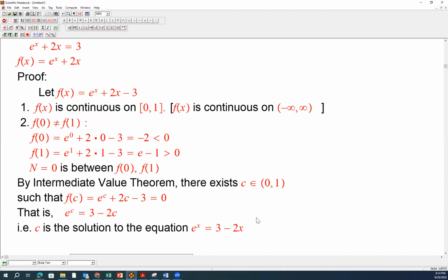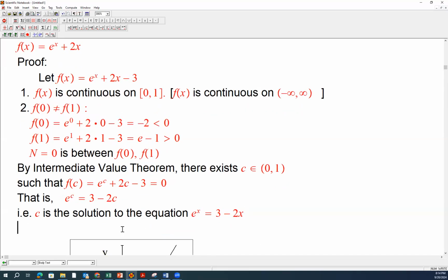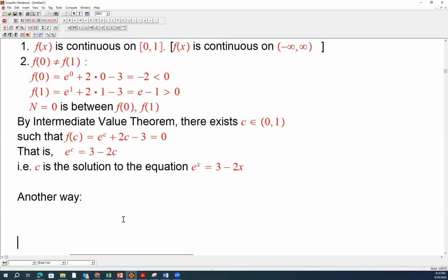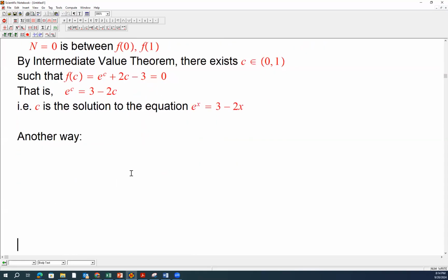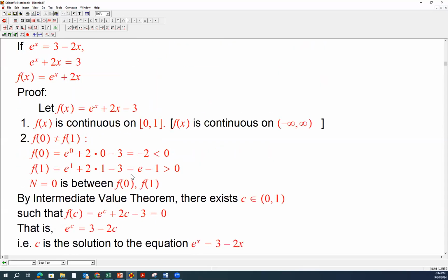All right, so this is the first version. And the second version says, okay, I'm going to do it another way. We have decided that we're going to use this other function.